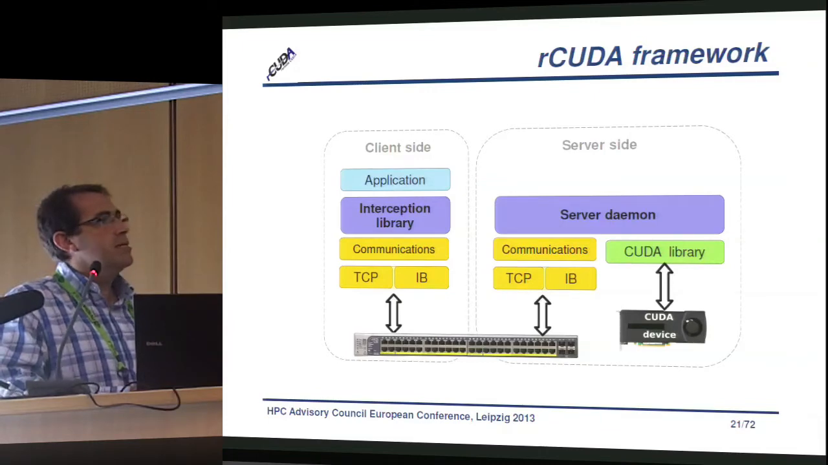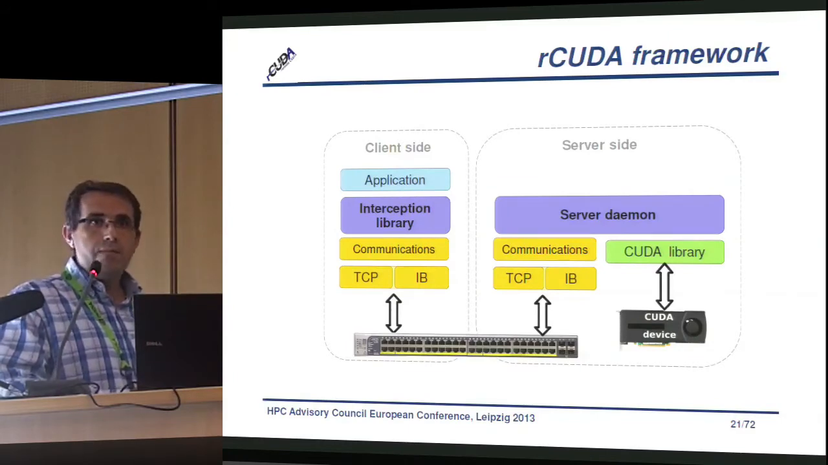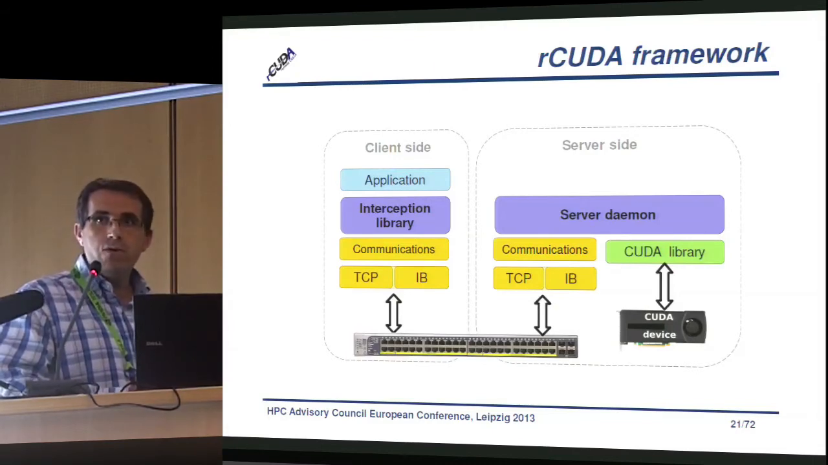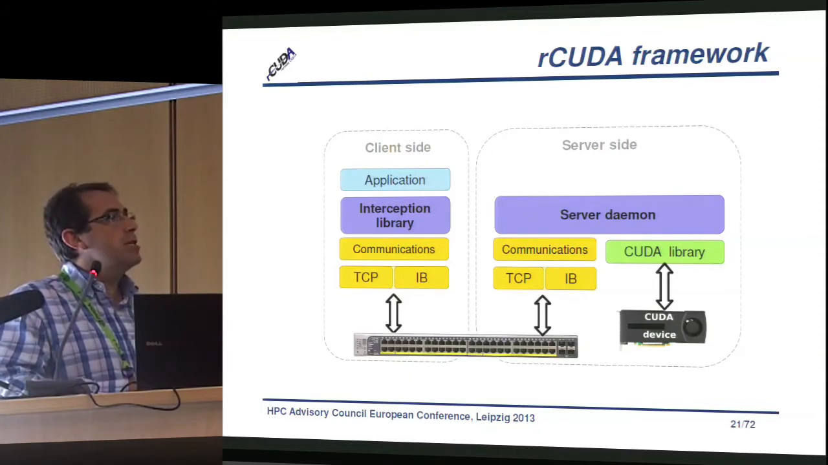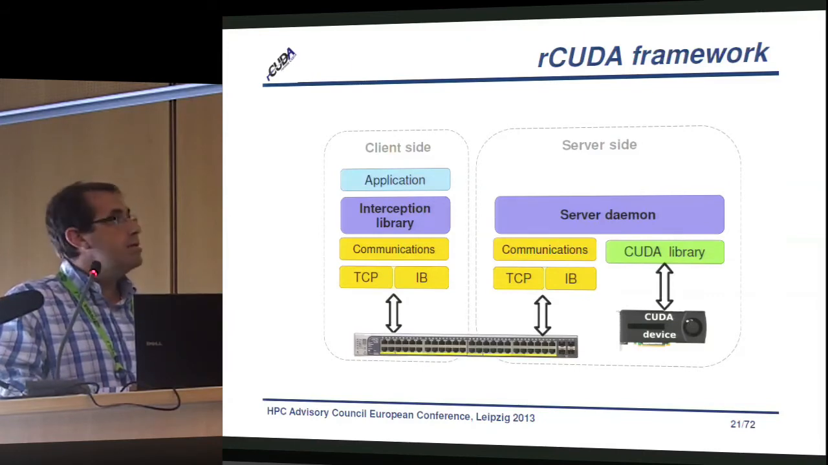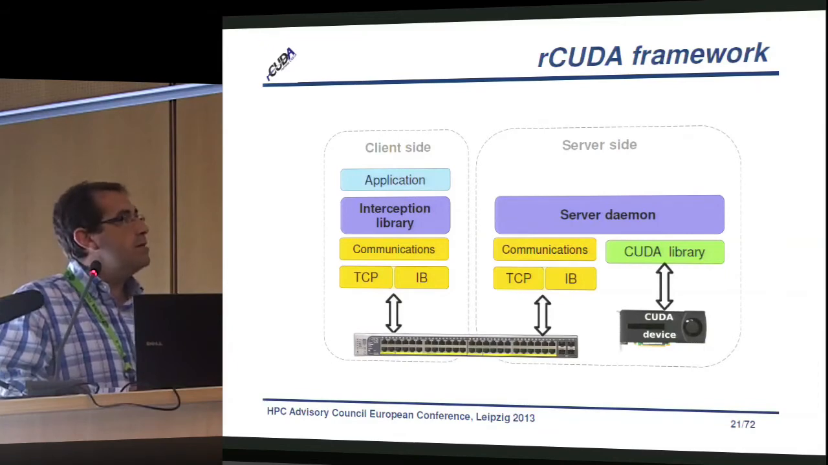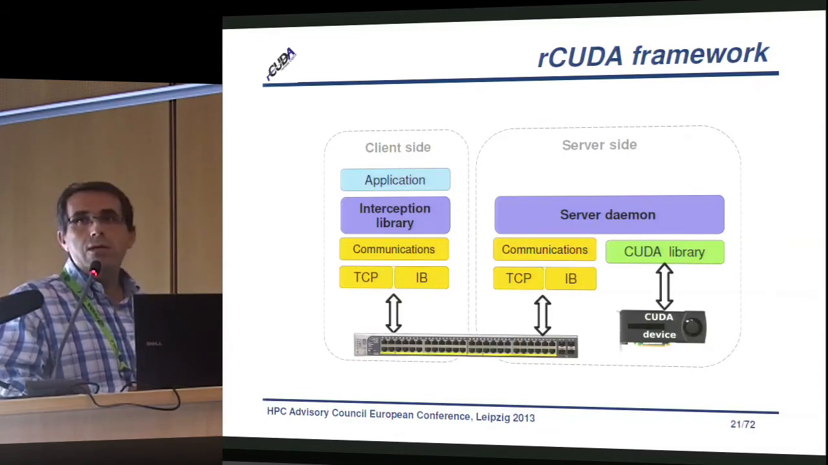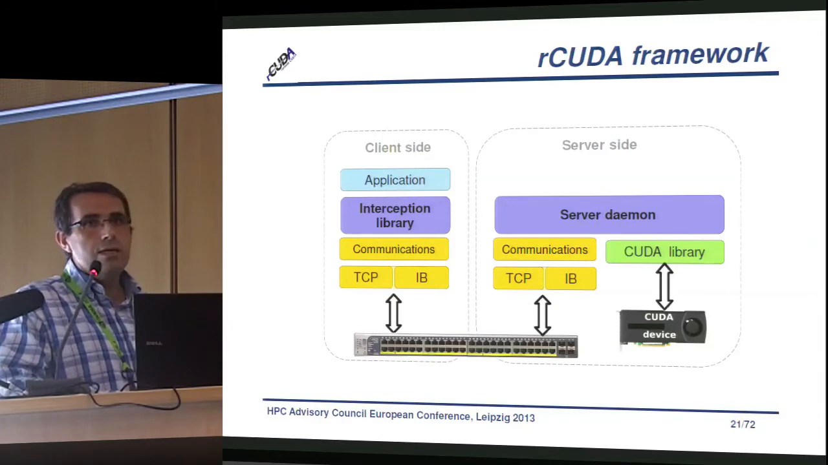We have 6 basic modules in our framework. The interception library, we provide binary compatibility, so if you have a code that has been written for CUDA, you only have to run the code using our library and it can run. We have an interface with the communications, and we have two main communications modules. The TCP module, in order to test for functionality and for installations where you don't have a high performance network, and an InfiniBand module in order to take advantage of the high performance InfiniBand network. The last part of the framework is the server daemon that is in charge of receiving all the petitions and executing the code in the CUDA device.